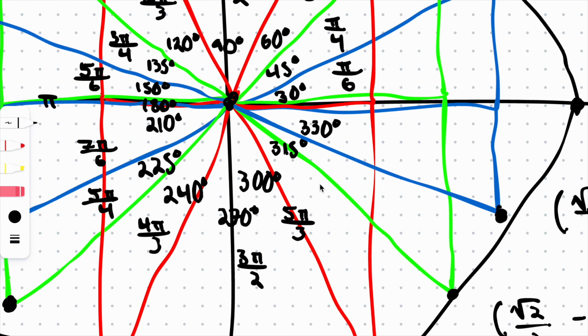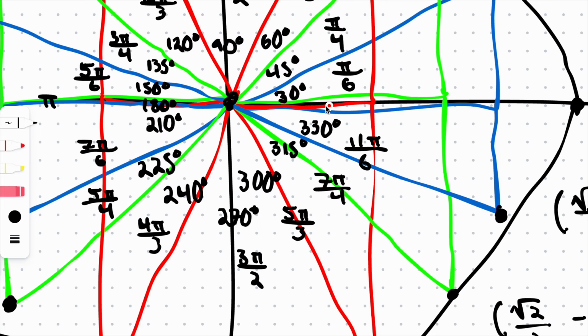315 times pi over 180 is going to be 7 pi over 4. And then 330 times pi over 180 is going to be 11 pi over 6.